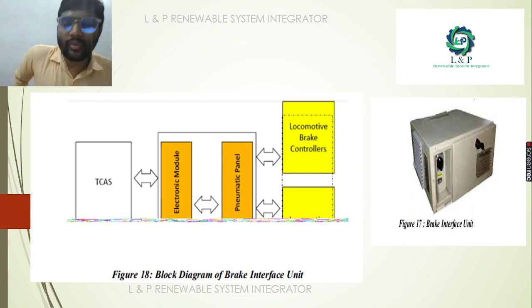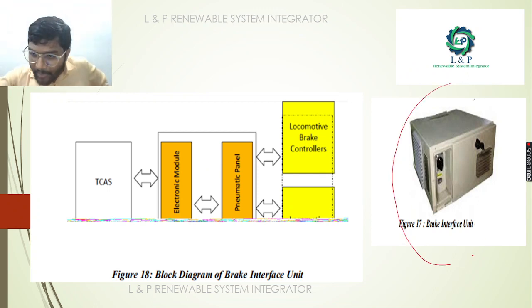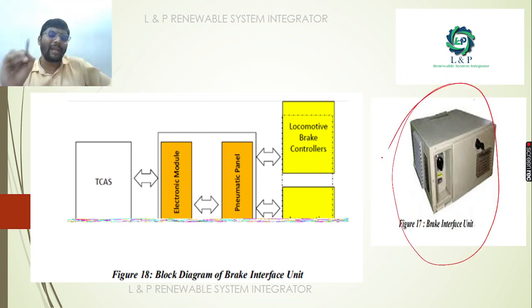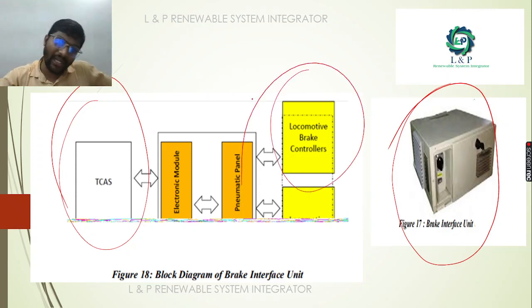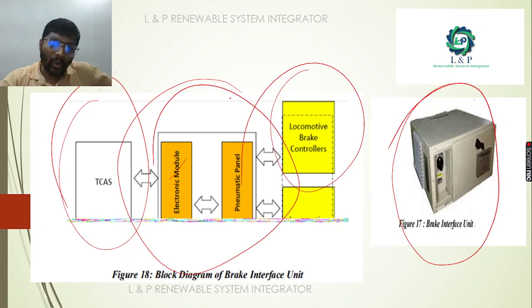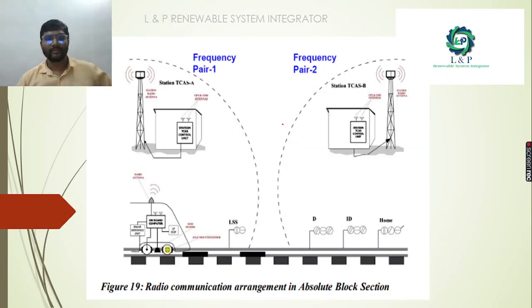Next we are going to discuss the brake interface unit, which is going to play a very important role in case of emergency, or in case the Loco is exceeding the speed limits. We have a train collision avoidance system. Inside it, in order to communicate with the locomotive brake controllers, we have two different things: electronic modules and pneumatic panels.